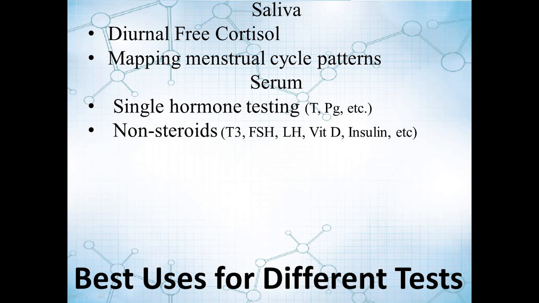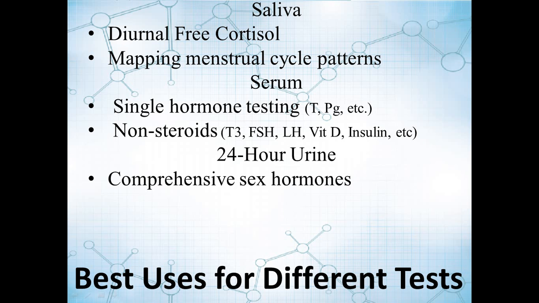But ideally, where it's at its best is when you're mapping hormones out throughout the day or throughout the month or whatever. For serum testing, if you want a single hormone, a progesterone, maybe a free and a total testosterone, something like that, serum's a great place to get that. Obviously, if you're measuring vitamin D and all these other peptide hormones, serum's a great place to do just your general blood testing. If you want a comprehensive overview of especially sex hormones, a 24-hour urine test is good.